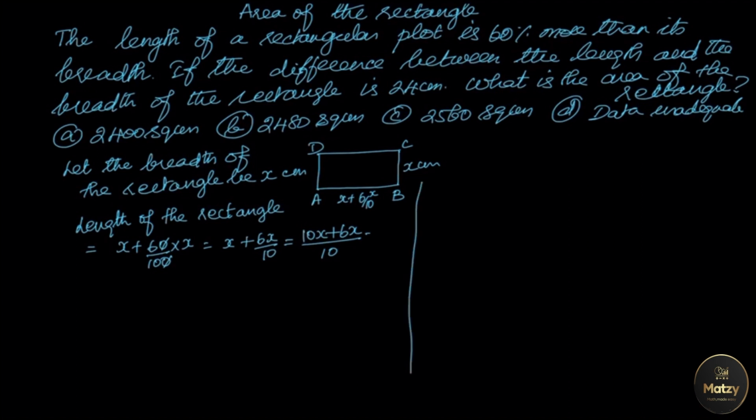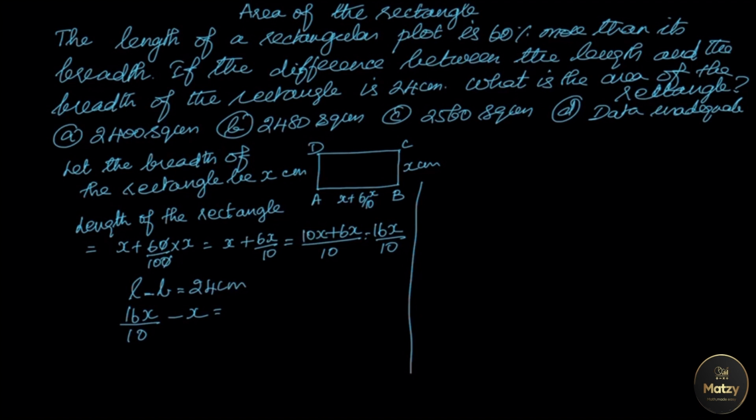Okay. Now, what is given in the problem? The difference between the length and breadth of the rectangle is 24 centimeters. So, L minus B is equal to 24 centimeters. What is L? 16x by 10. What is B? Breadth I have taken as x. We have to find out the length and breadth of the rectangle, then only we will be able to find out the area, because area is length into breadth.